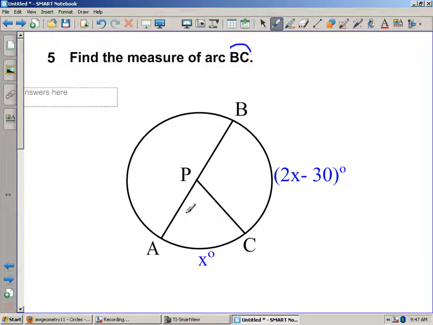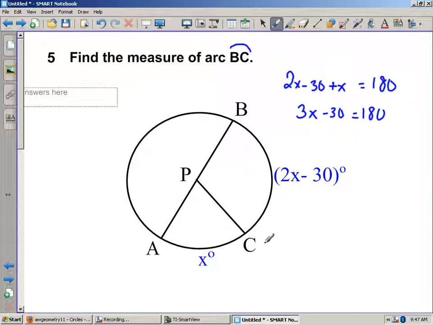So to find the measure of arc BC, I first must attack and find x. Since AB is a diameter, I'm going to say 2x minus 30 plus the x, that's all of this angle, must equal 180 degrees. And so adding these up, I get 3x minus 30 equals 180. Now I just have to solve this algebraically to find out what x is. And then once I find x, I can go ahead and find BC.